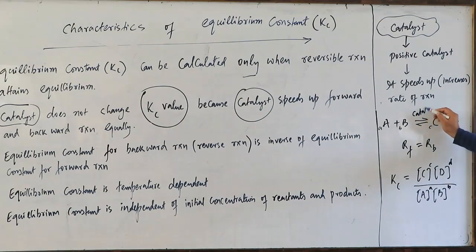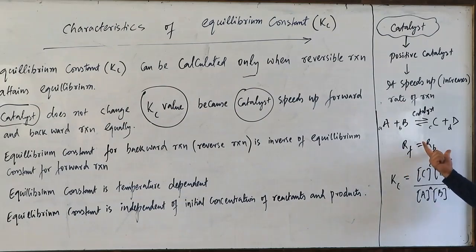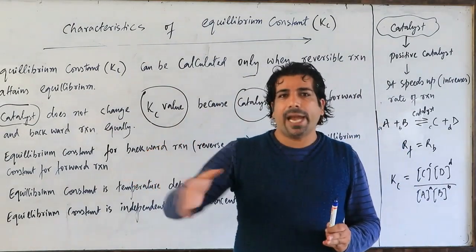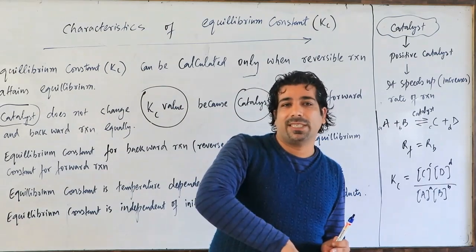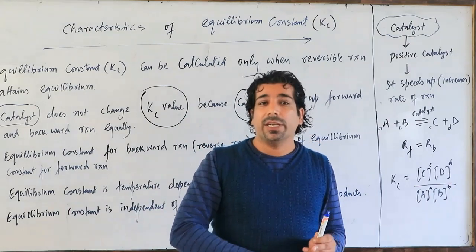what will be the role of this catalyst? Okay? What is happening if I don't put the catalyst? Rate of forward reaction is equal to rate of backward reaction, correct? Yes? In absence of catalyst. But in presence of catalyst also rate of forward reaction will become equal to rate of backward reaction. Because the catalyst will increase the rate of forward reaction x times, and it will also increase the rate of backward reaction x times. That means it will increase the rate of forward reaction and backward reaction equally.